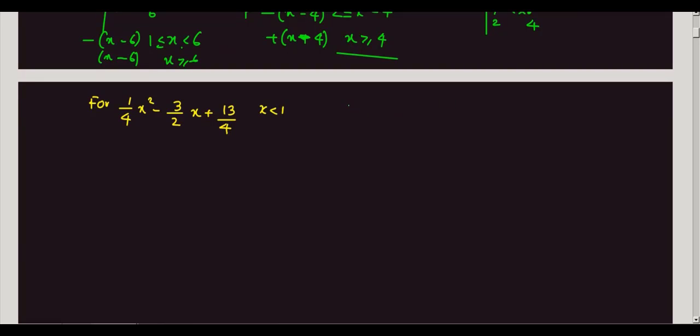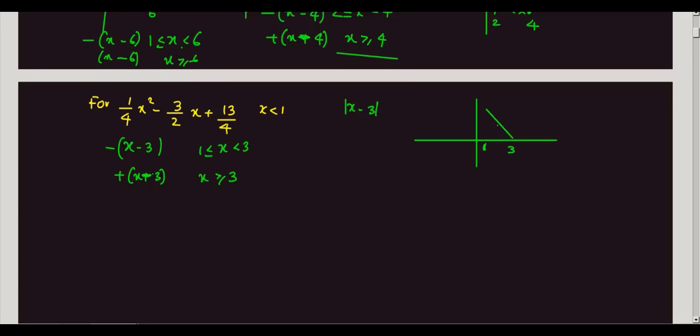Now here, they have given the mod of x minus 3. So minus of (x minus 3) for x less than 3, starting from 1, and plus of (x minus 3) for x greater than or equal to 3. This is the function's representation. For 1 less than x less than 3 you take the minus form, and for x greater than 3 the plus of (x minus 3). Simple representation: it starts at 1, goes to 3, with a negative slope in the first part and a positive slope after. You should be able to represent this kind of function easily.